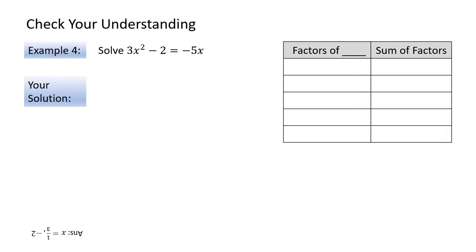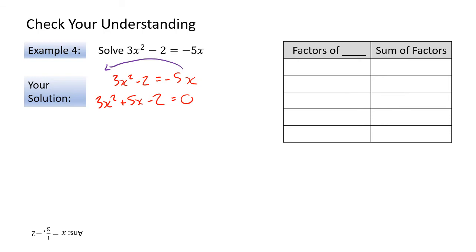We have 3x squared minus 2 is equal to negative 5x. Our first step, like we've done, is to gather all of the terms on one side of the equation. So we have 3x squared minus 2 is equal to negative 5x. I want to move the 5x to the left side of the equation, meaning it changes from a minus to a plus 5x. And I arrive at 3x squared plus 5x minus 2 is equal to 0. Okay, so now I have all the terms on one side and 0 on the other.